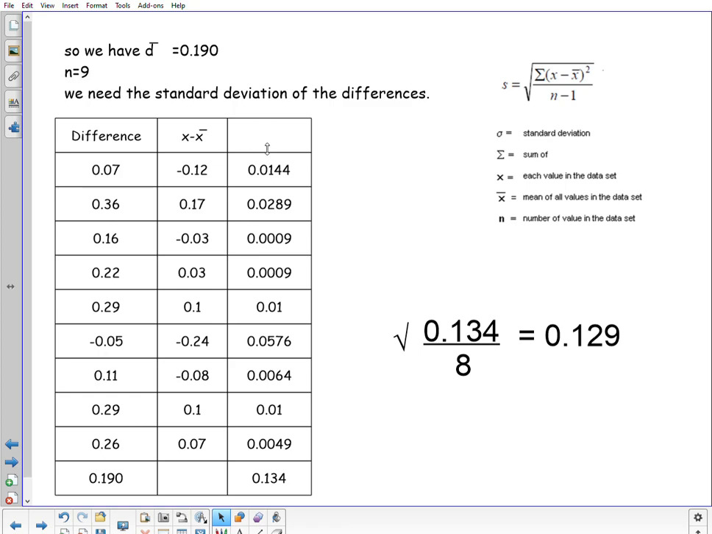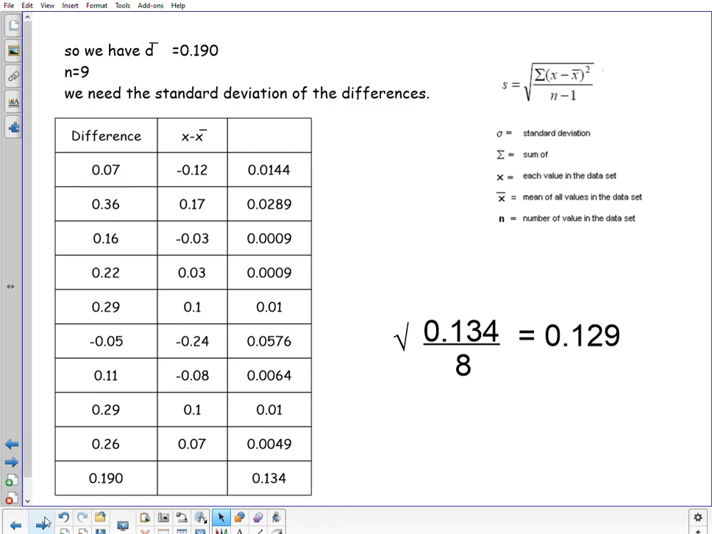X minus x bar squared, okay, is in here. We add that together. So that's this top value here. We divide that by the number of data sets minus 1. So we have 9 data sets, so it's 8. And then we square root it, and that gives us a value of 0.129. This is our standard deviation of our differences.